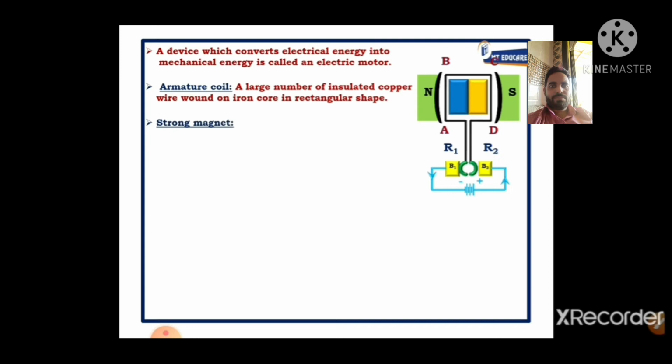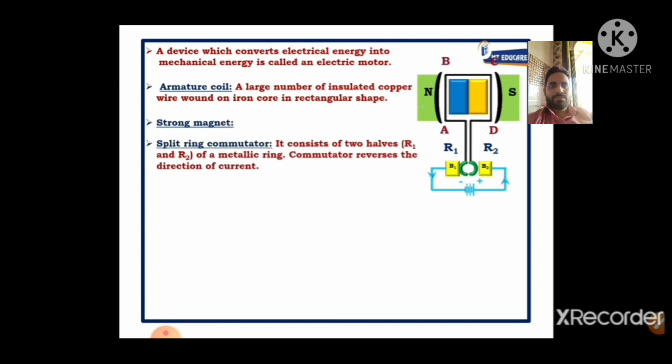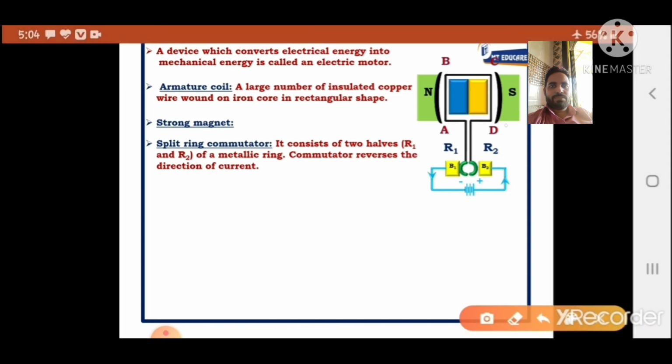Second is strong magnets. You can see here two magnets have been kept. One is the north pole and one is the south pole. Now here you must be thinking which magnet has been used. You can use the horseshoe magnet also. It looks like this, right? You can keep this iron slab in between. So here one is the north pole and here is the south pole.